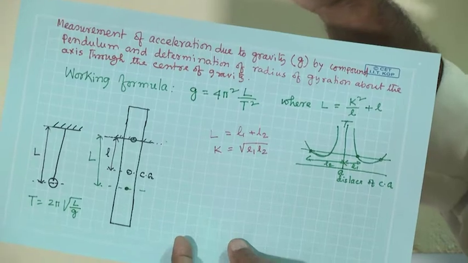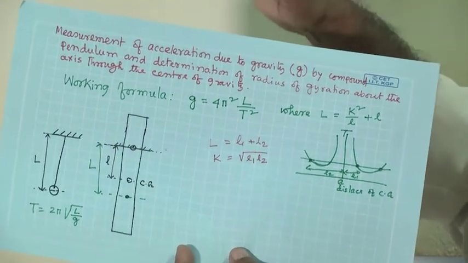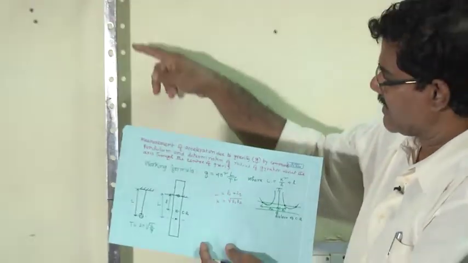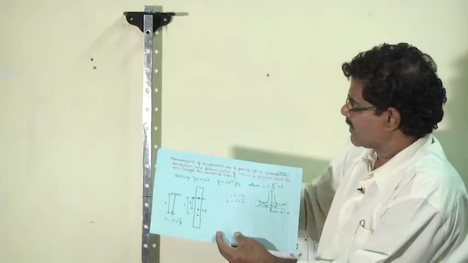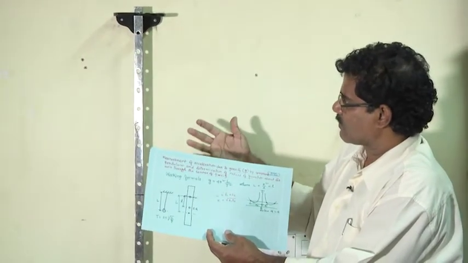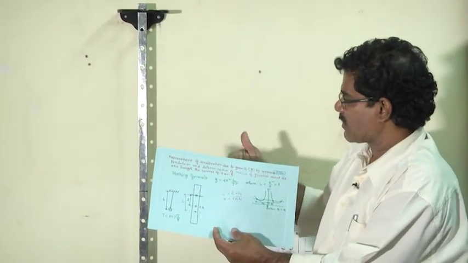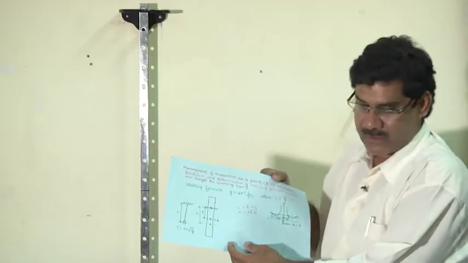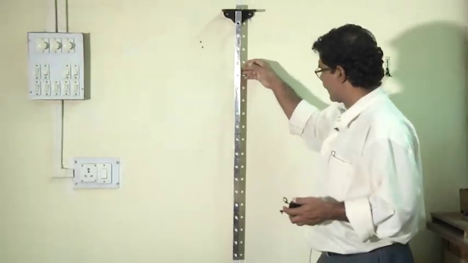So, what is our task? Our task is to vary the distance of the center of gravity and measure the time period. Experimentally we have to do this, and then for the rest of the part we have to analyze the data. So, let us see how we will measure the time period for each distance.